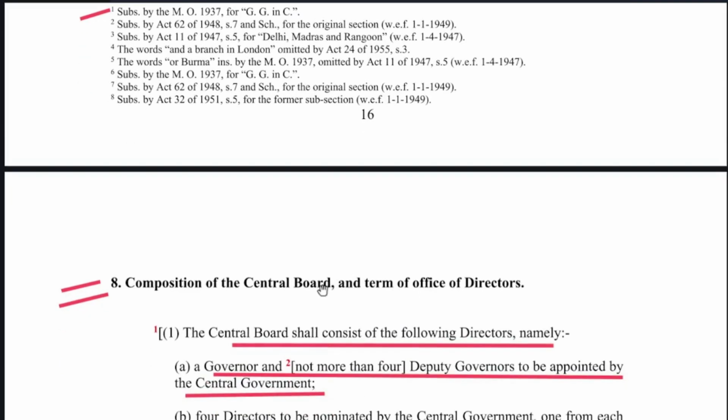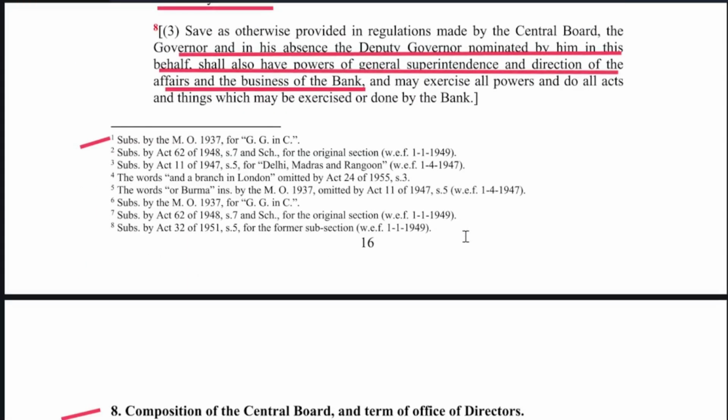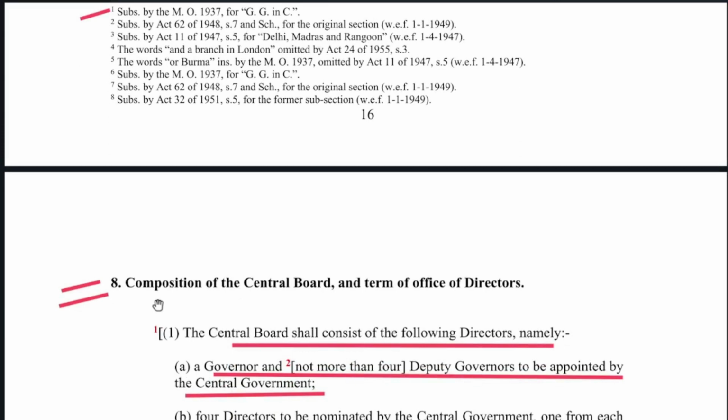Moving on to section 8. As we have seen, the general superintendence is in the hands of the central board of directors, so it is important that section 8 informs us what the composition of the central board would be and what the terms of office of its directors would be.